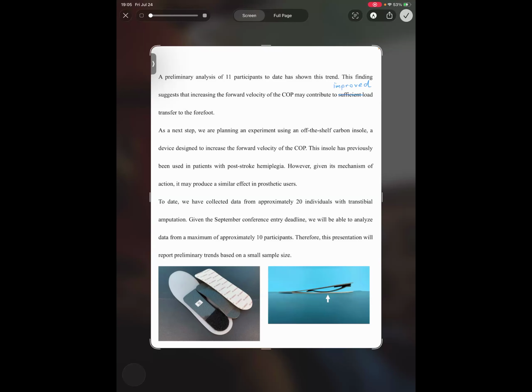As a next step, we are planning an experiment using an off the shelf carbon insole, a device designed to increase the forward velocity of the COP. This insole has previously been used in patients with post stroke hemiplegia. However, given its mechanism of action, it may produce a similar effect in prosthetic users.